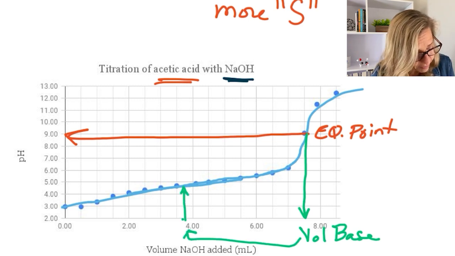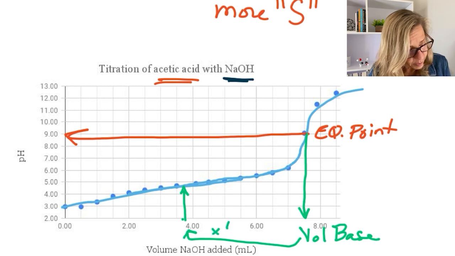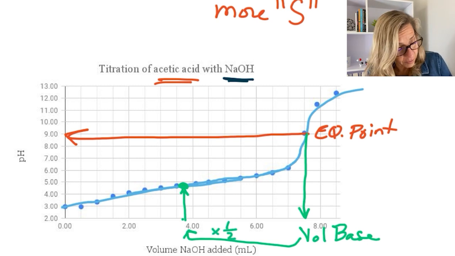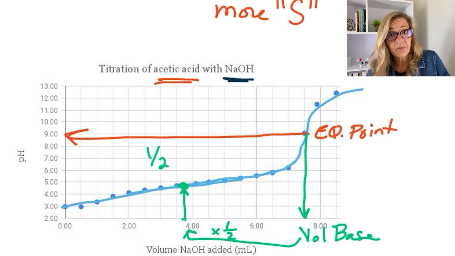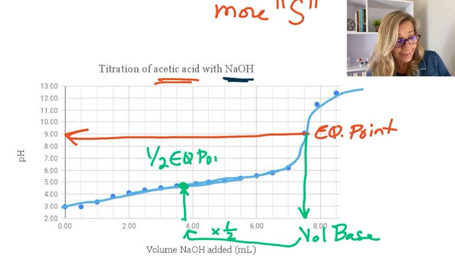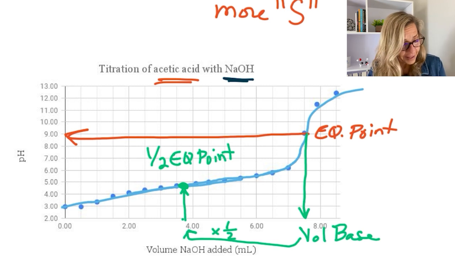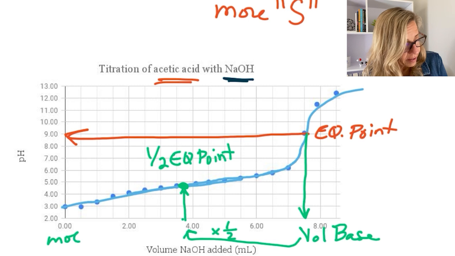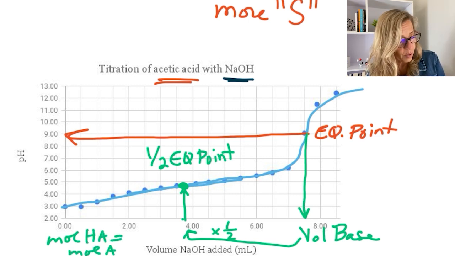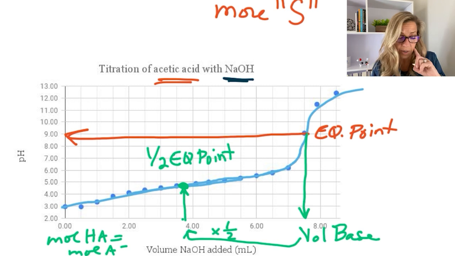So take half of the volume, all right, so multiply by 1/2 and you go up there, and what you're going to get is something really special. Guess what that's called? The half equivalence point. Okay, and at this point, something is really interesting here. The moles of acid in the solution are equal to the moles of the conjugate base at this point. And so this is what we call the half equivalence point. So make sure that you can pick this out.